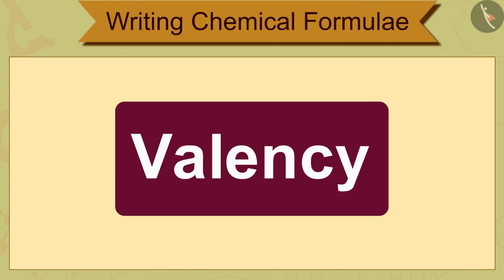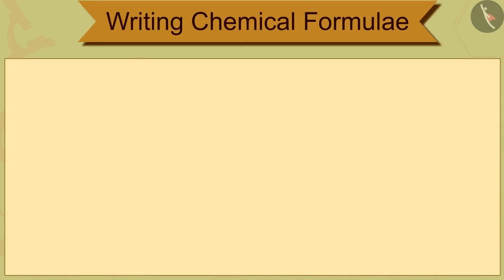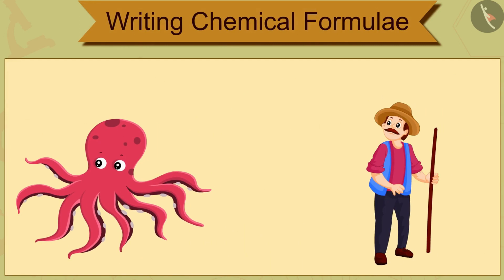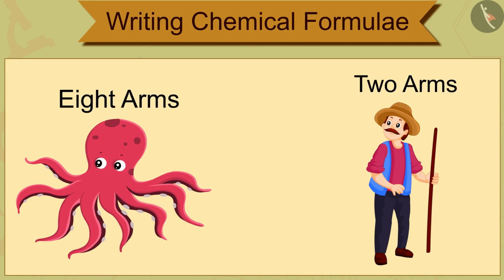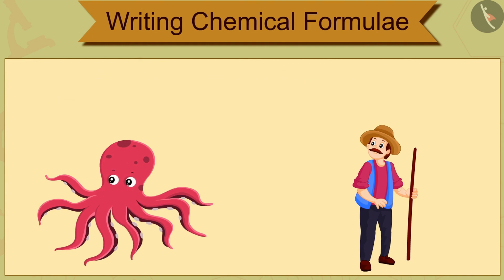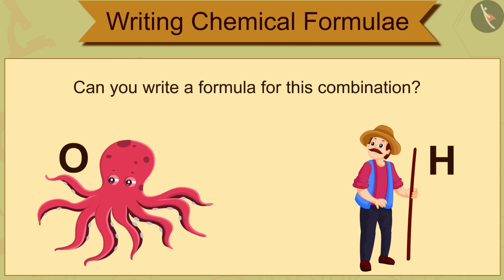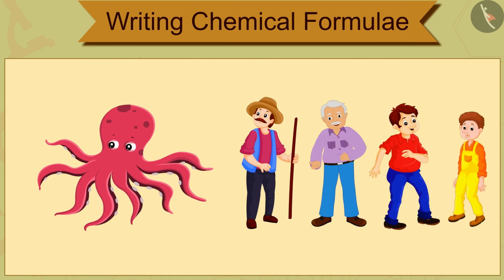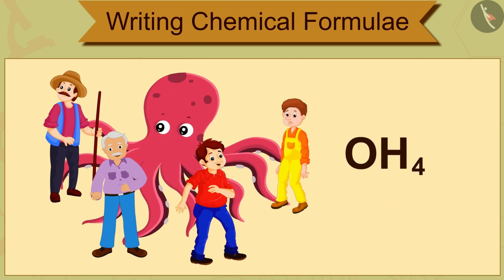Let us understand valency by an example. Imagine if an octopus is to hold some humans in such a way that its 8 arms are used with both arms of humans. How many humans can an octopus hold? If we represent octopus as O and humans with H symbols, can you write a formula for this combination? The octopus can hold up to 4 humans. Therefore, we can write its formula as OH4, where 4 represents the number of humans captured by the octopus.